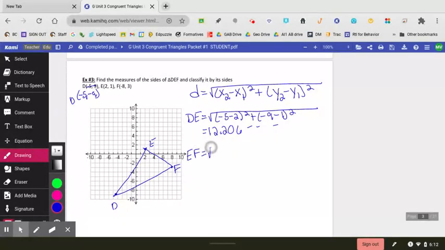So now I'm going to find EF. So EF is the square root of 2 minus -8 squared plus 1 minus 3 squared. And then last I want you to find DF. So pause and find these 2 sides and classify the triangle.